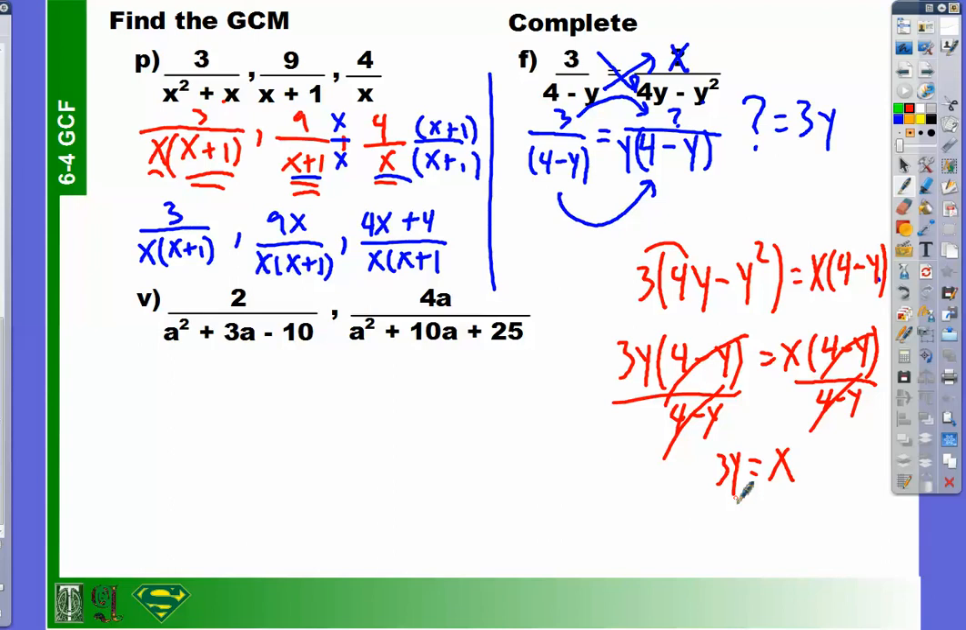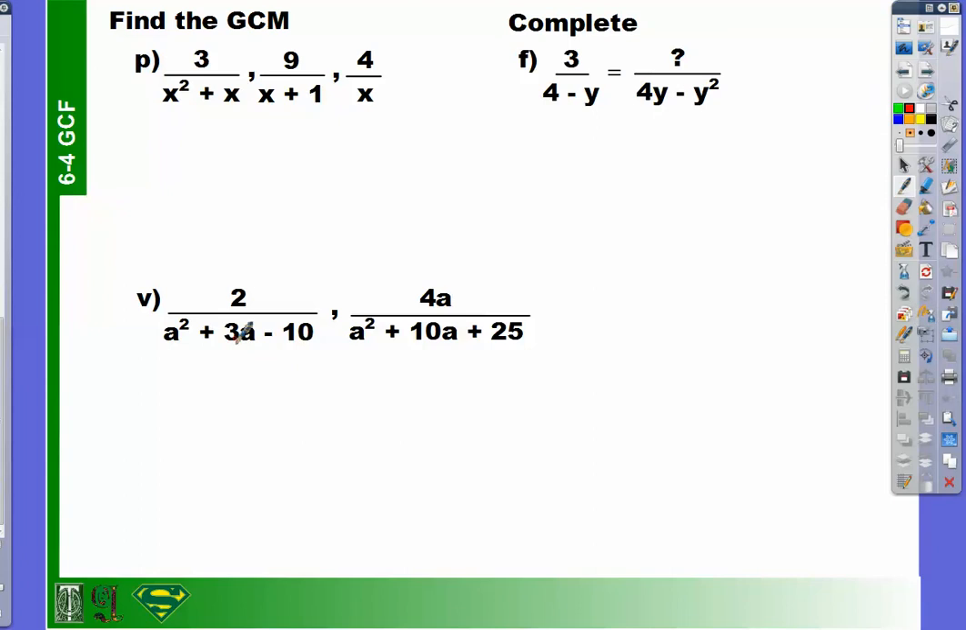And then finally, our last, a little more complicated problem, we're trying to find the greatest common denominator for these. So, same idea. I'm going to break it into its factored pairs. So we have a. Now, what two numbers multiply together equals -10, but add together to get +3? Now, we did this in class today, right? So it's +5 and -2.